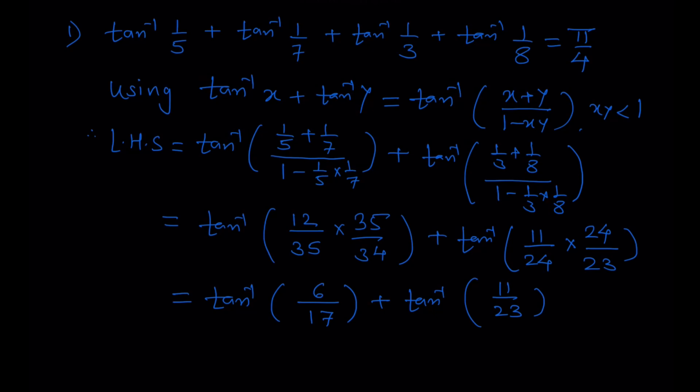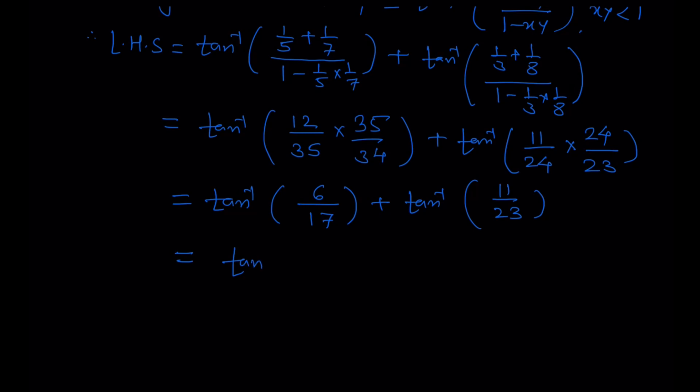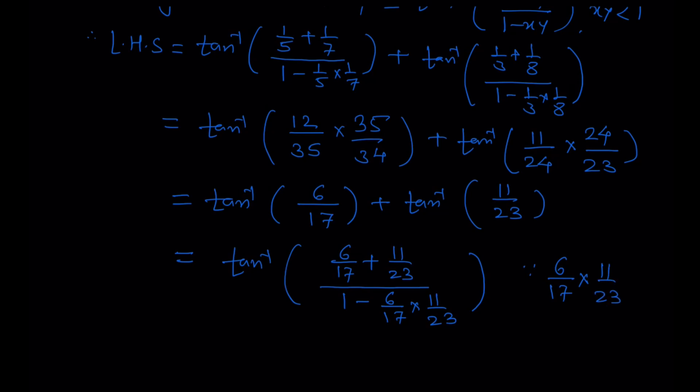Now again using the same formula, since 6 upon 17 into 11 upon 23 will again be less than 1, we can make use of this formula again. So this is nothing but tan inverse of 6 upon 17 plus 11 upon 23 divided by 1 minus 6 upon 17 into 11 upon 23. Since 6 by 17 into 11 by 23 is less than 1, this product is less than 1, so we can use the same formula.